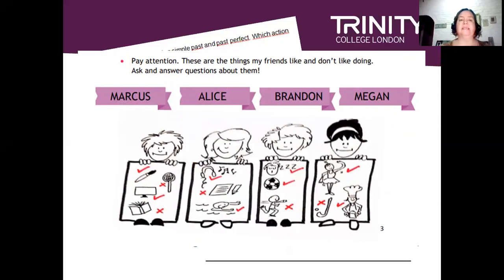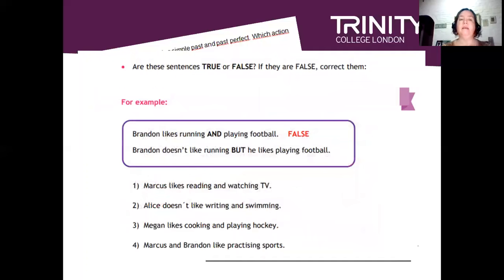One more example to discuss, pay attention. These are the things my friends like and don't like doing. Ask and answer questions about them. We've got four kids, Marcus, Alice, Brandon, and Megan, and we've got the things that they like doing and the things they don't like doing. And then we tell them, are these sentences true or false? If they are false, you've got to correct them. Of course, when they correct them, they will be using the target language. We provide the example. Brandon likes running and playing football. It's false. Brandon doesn't like running, but he likes playing football. Students pay attention to the example, and then they are ready to go.